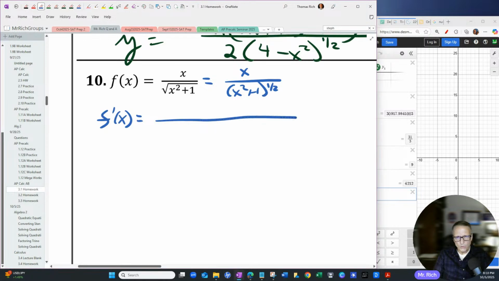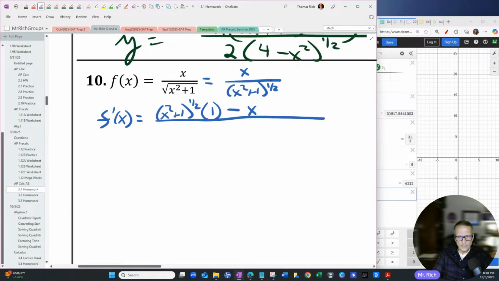So when we do the quotient rule, we're going to take the bottom portion, the bottom, so the low, which would be (x squared plus 1) to the 1/2, times the derivative of the top part, and the derivative of x is 1. Then we do a minus times the top part, x, and then times the derivative of the bottom. Well, the derivative of the bottom requires us to use the chain rule.